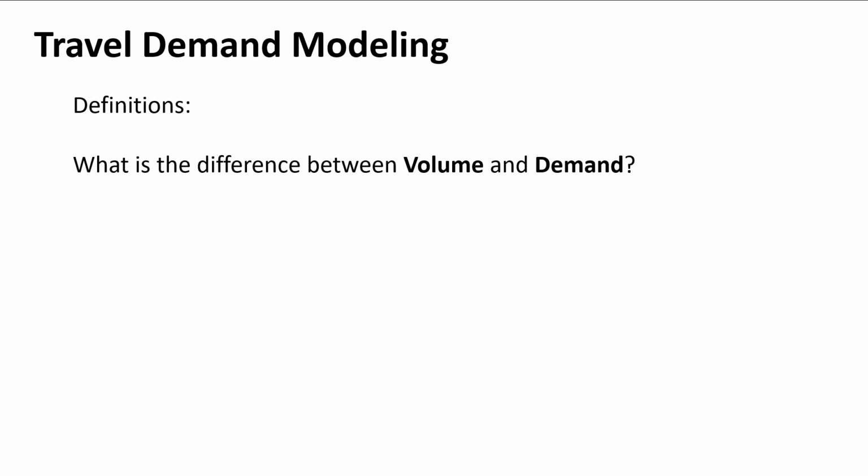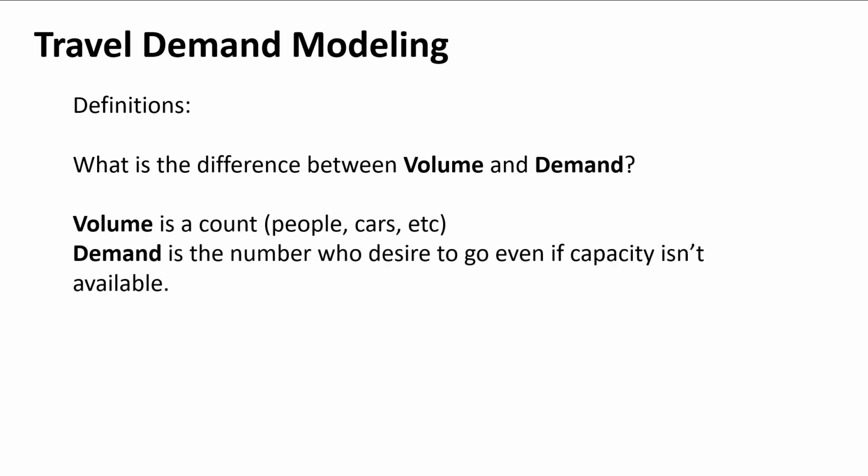So as we get into this, we should define a few things. We've got a difference between what volume is and what demand is. Volume is counts, and we've talked about this before. Traffic volume is we're counting cars. It could be people, it could be transit vehicles, and so forth. But it's something we're counting. Demand is the number of people who really want to go somewhere. And so we often say, well, we're doing travel demand modeling.